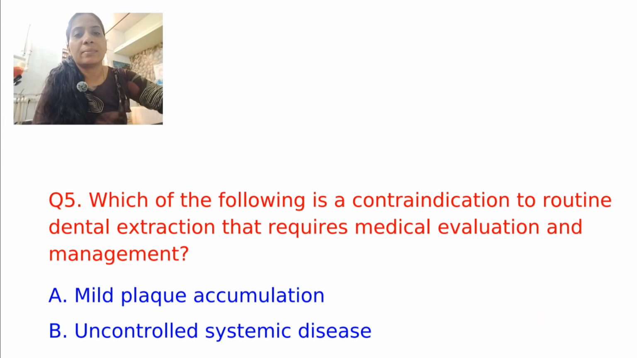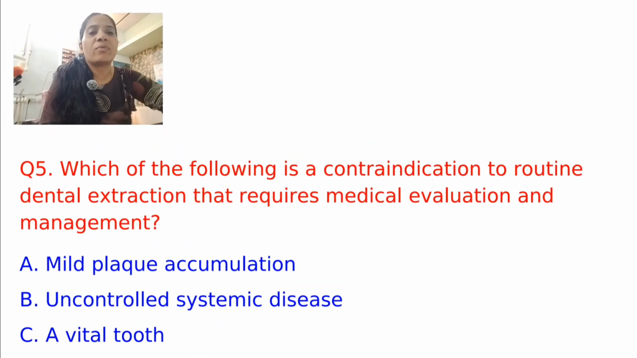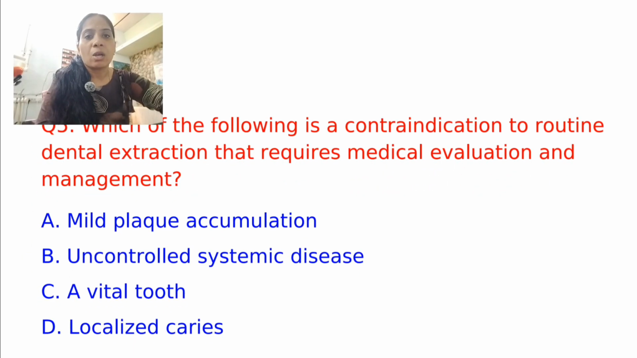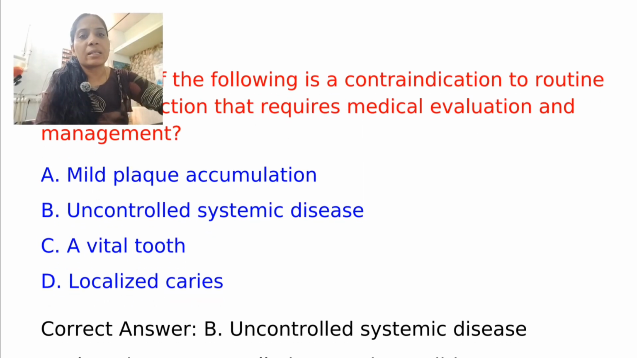Next question. Question 5. Which of the following is a contraindication to routine dental extraction that requires medical evaluation and management? Option A, mild plaque accumulation. Option B, uncontrolled systemic disease. Option C, a vital tooth. Option D, localized caries. And the correct answer is uncontrolled systemic disease.